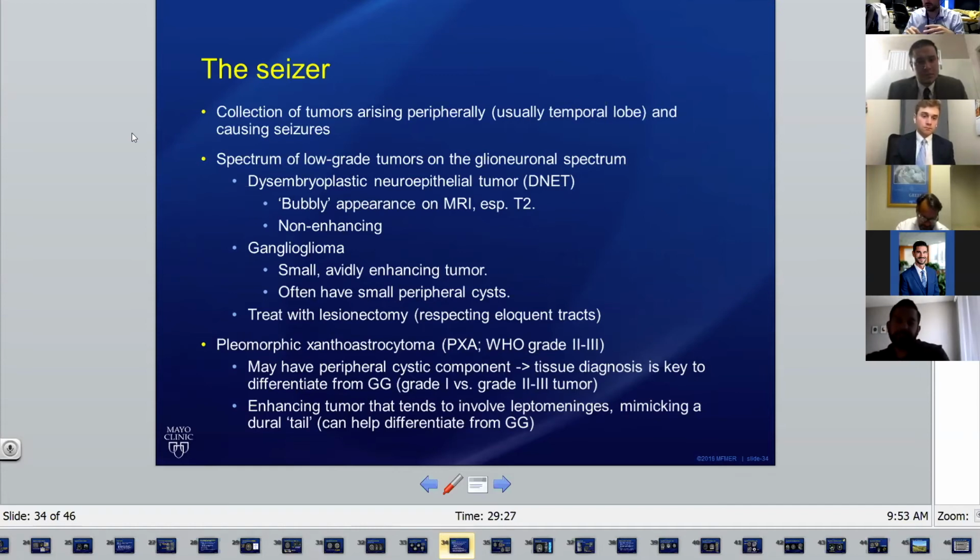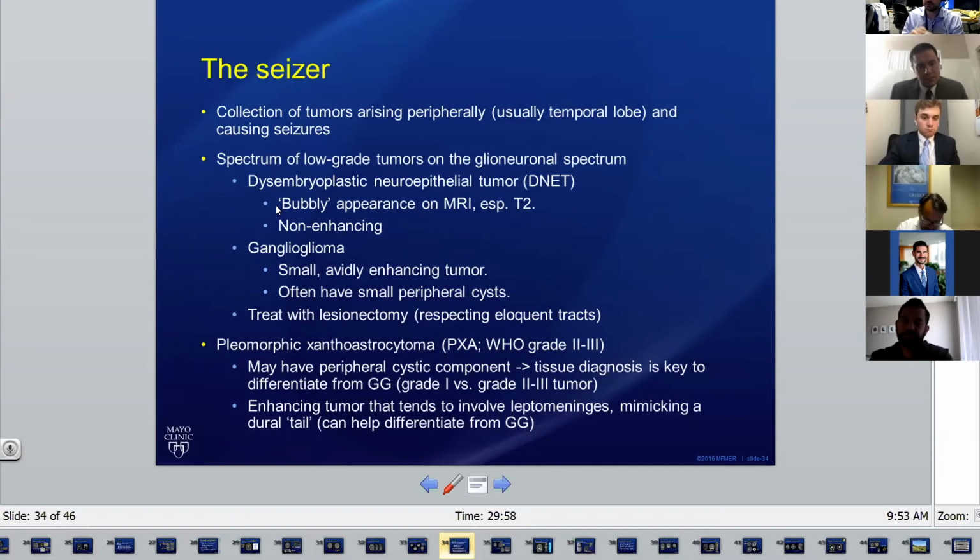They're on the spectrum of low-grade tumors of glioneuronal differentiation, and they also include this tumor down here, a pleomorphic xanthoastrocytoma, or a PXA. In general, these are worked up according to seizure protocols, and you can usually tell what they are on the front end if you just know a few key imaging features. The first of the seizure tumors is a DNET, or dysembryoplastic neuroepithelial tumor. Oftentimes they have this characteristic bubbly appearance on T2 weighted imaging, and they don't enhance.